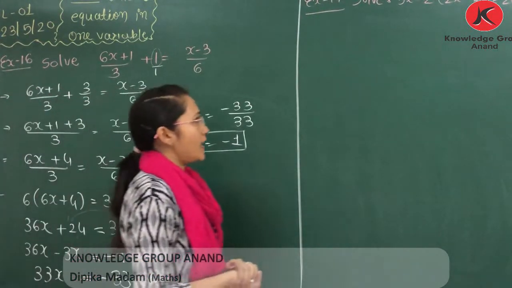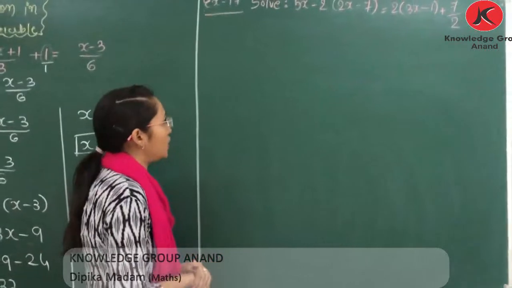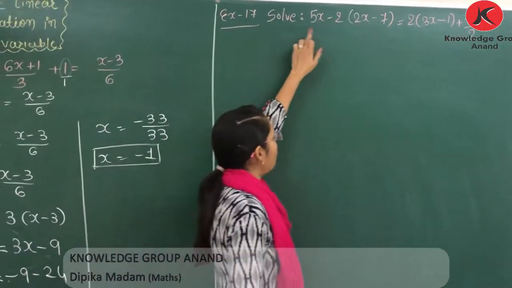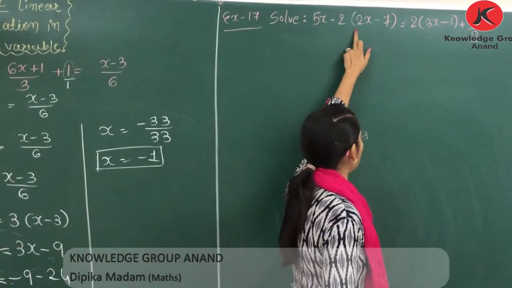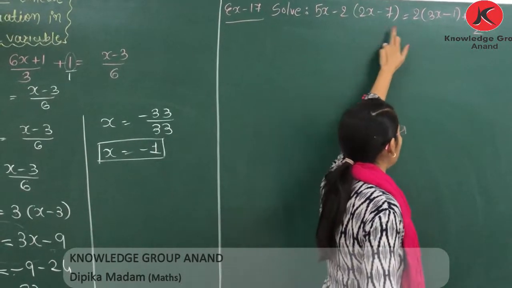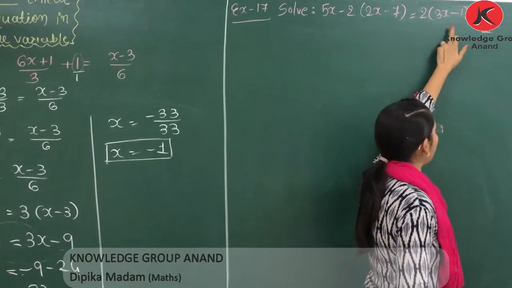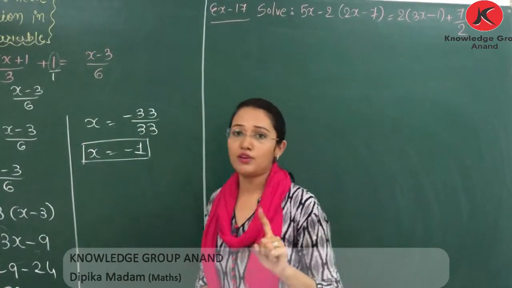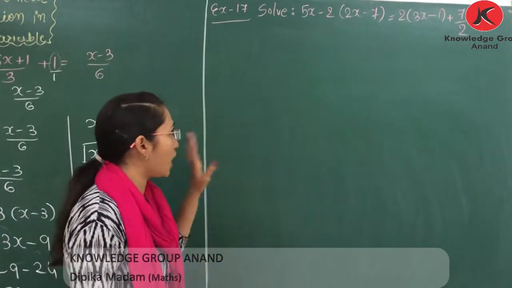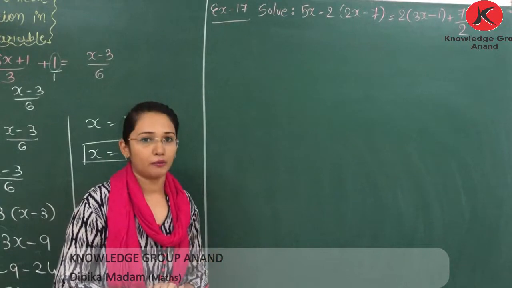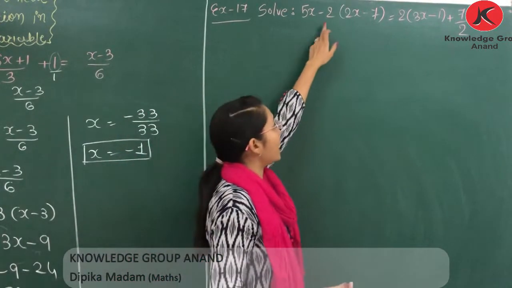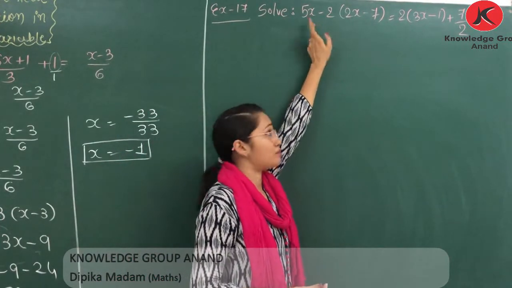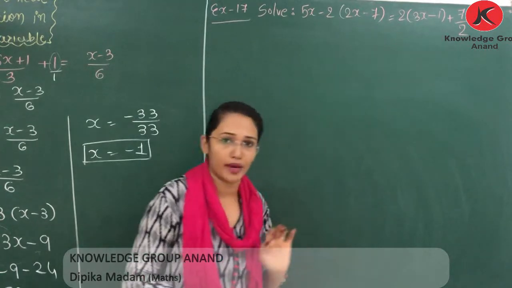Now example 17 that is given in your textbook. Solve 5x - 2(2x - 7) = 2(3x - 1) + 7/2. Now whenever there is a bracket, first open the bracket. But you can see here the negative sign is there, meaning minus 2 is multiplied with the whole bracket.